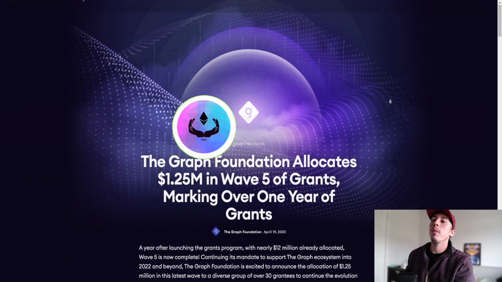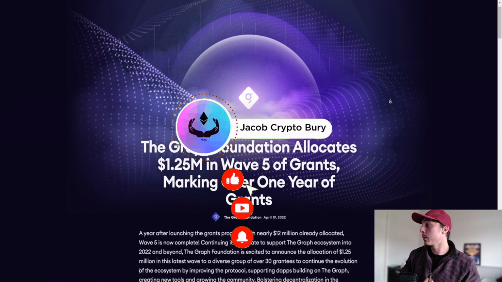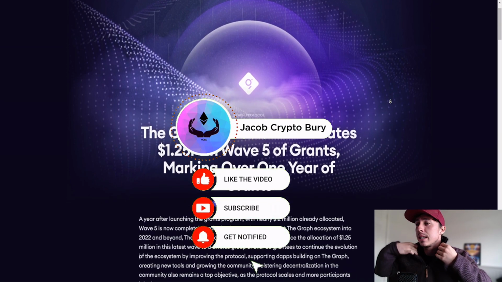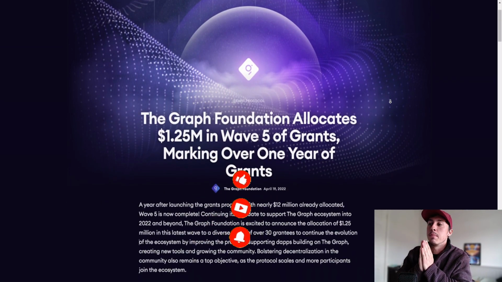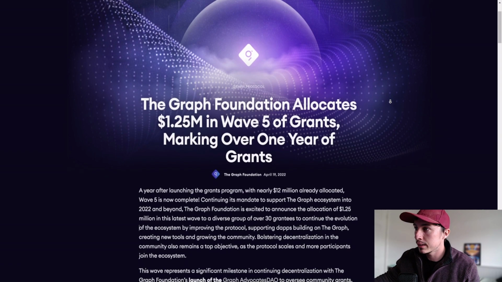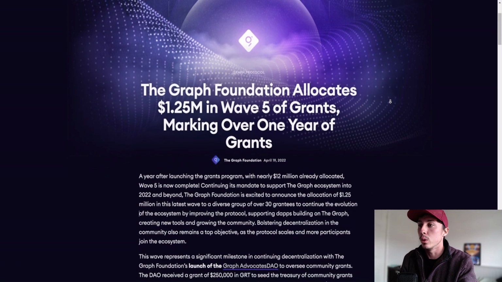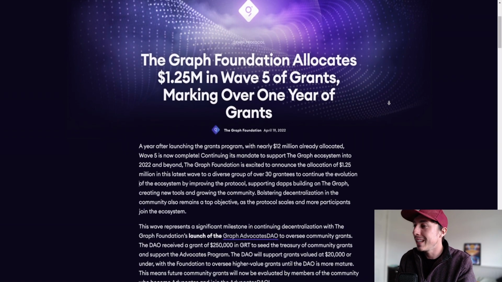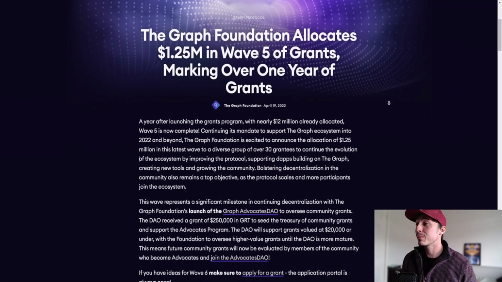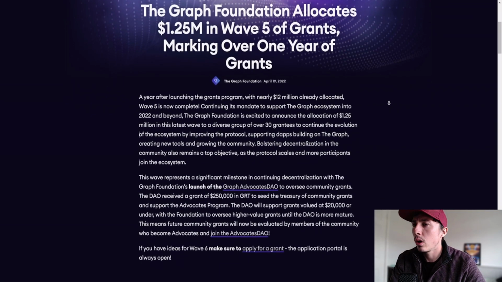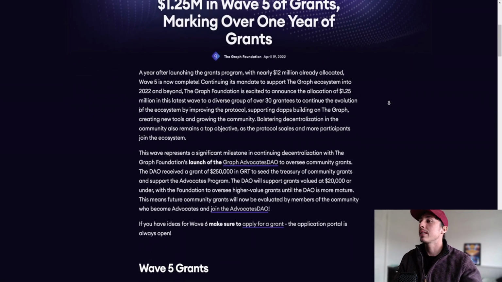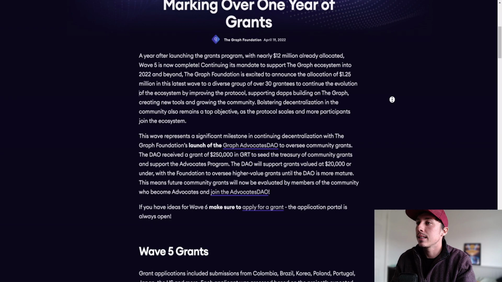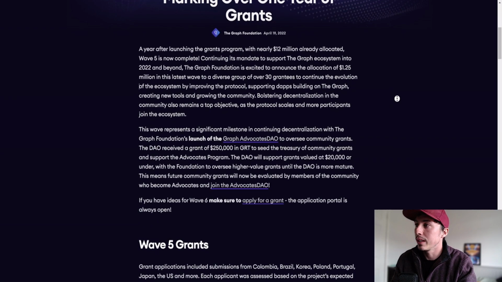Today we're gonna just jump straight into the graph because we're pumping on this daily time frame. I'm gonna get straight into that juicy news. We can see the Graph Foundation allocates 1.25 million in wave 5 of grants, marking over 1 year of grants. And this was just published a few days ago after a year launching the grants program with nearly $12 million already allocated. Wave 5 is now complete, continuing its mandate to support the Graph ecosystem into 2022 and beyond.